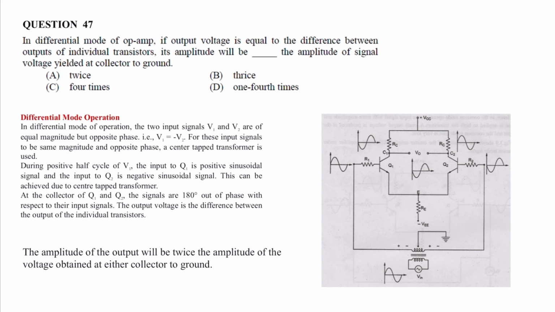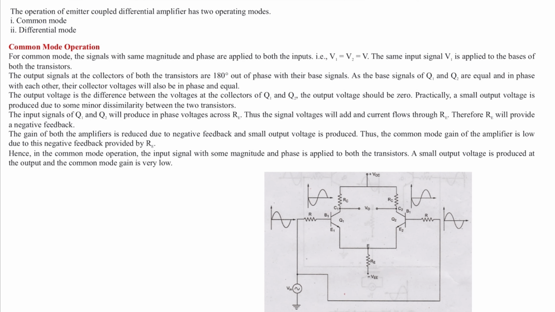Next question. In differential mode of op amp, the output voltage is equal to the difference between the outputs of individual transistors. Its amplitude will be twice the amplitude of signal voltage yielded at the collector to ground. So generally, the emitter coupled differential amplifier has two operating modes, that is common mode and differential mode.